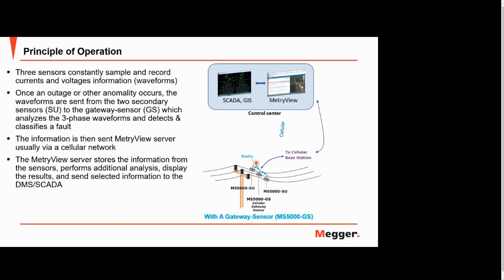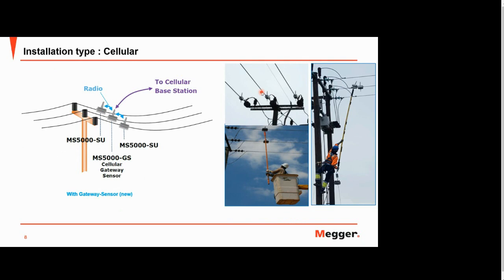So there are two slaves and one master, right? And this data is sent from the master sensor to the control room, wherever you have installed MetroView and SCADA. The communication is of two types, either cellular or radio. The MetroView server stores the information from the sensors, performs additional analysis, and displays the result in the database management software or SCADA.